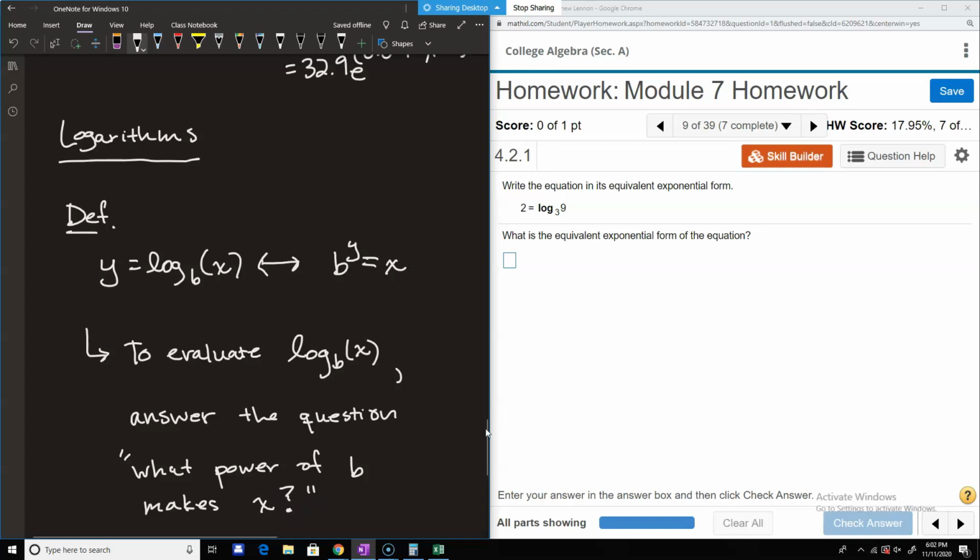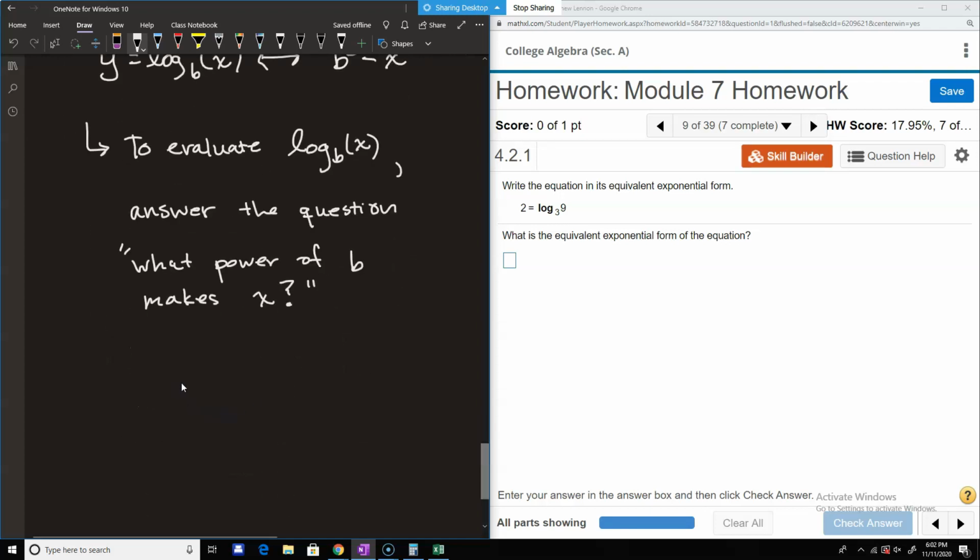So, for example, if you had, let's say, the log with a base of 7 of, let's say, 343. To evaluate this, you would have to answer what question? Well, x is the number inside the parentheses, and b is the number on the bottom there.